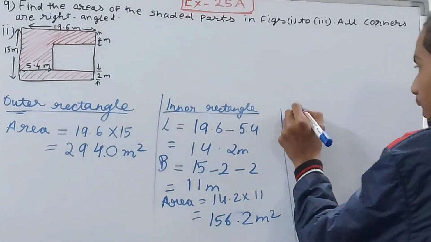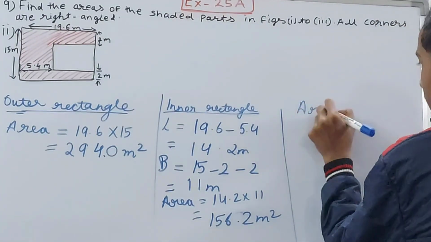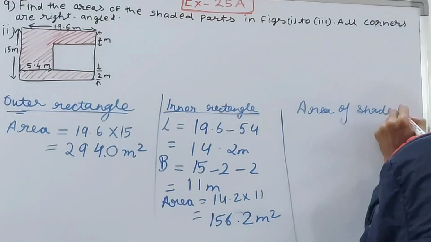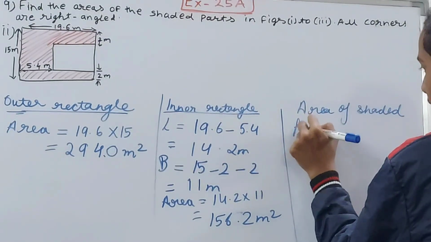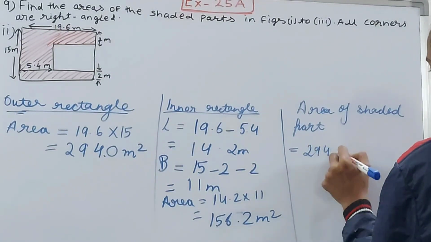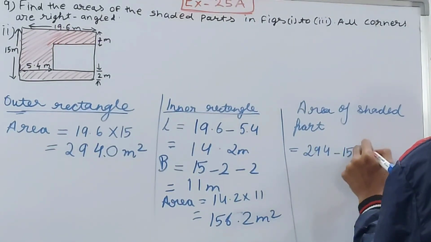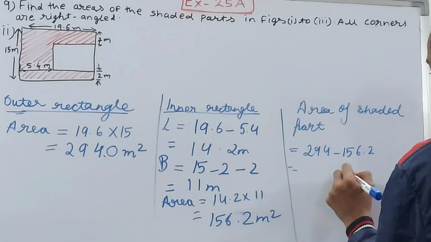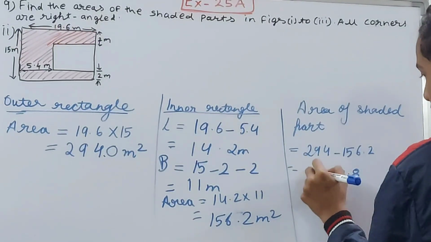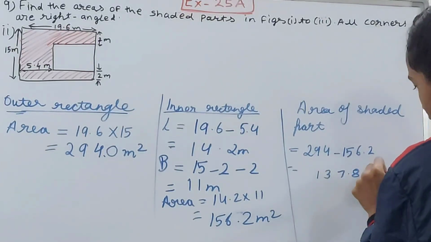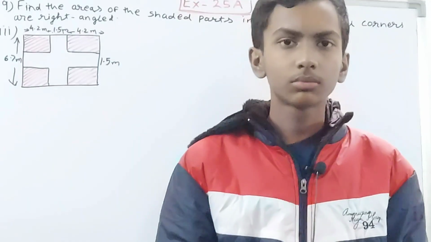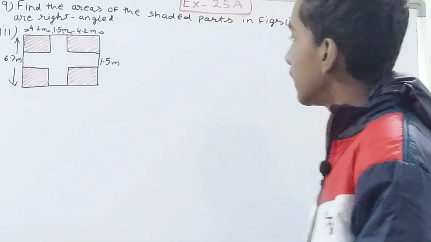This is my area. Now the area of the shaded part will be 294 minus 156.2, so you will have 137.8 square meters. This is the area of the shaded part. And friends, let's move on to the next part now.